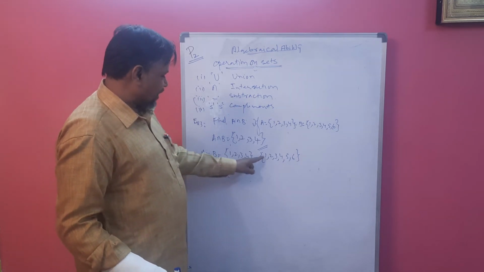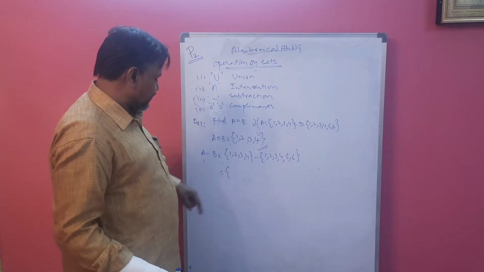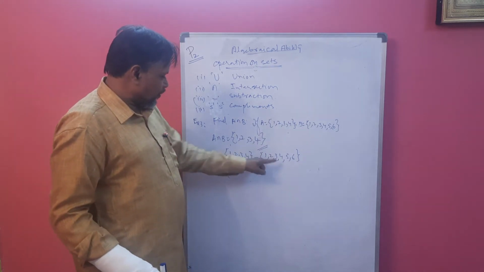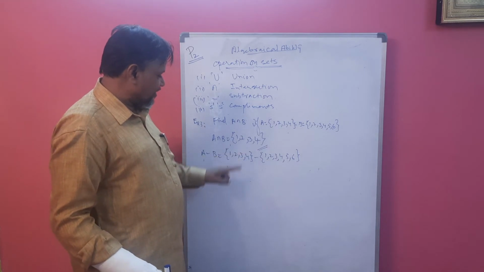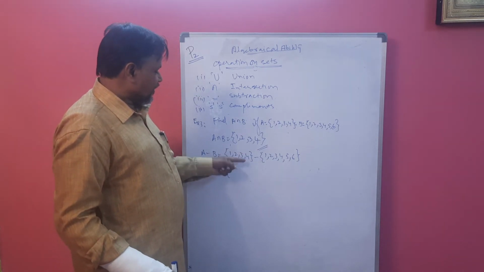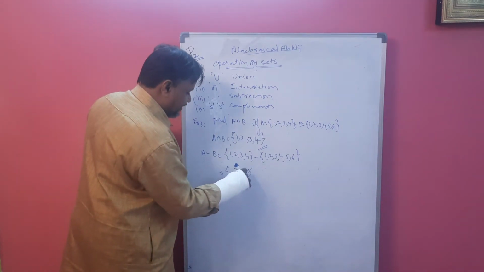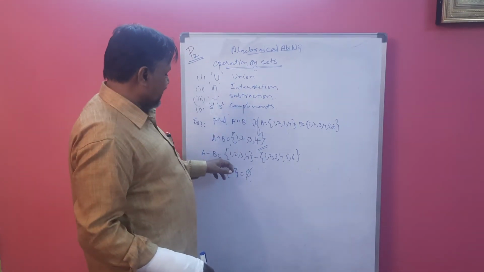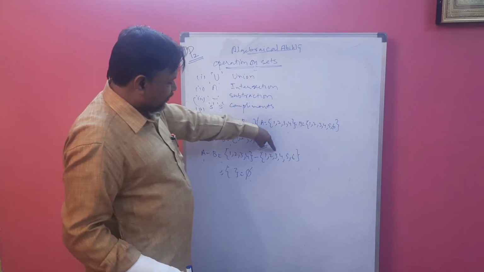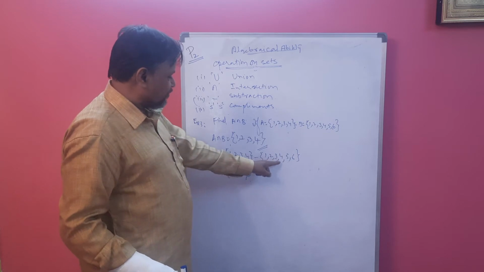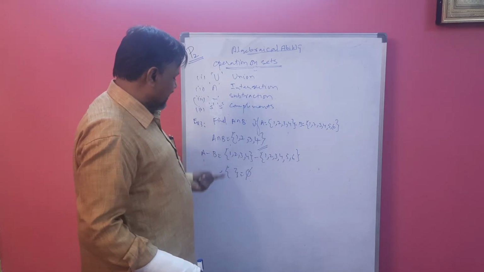1 is there, 1 minus 1 gone. So there is no need to write in this. 2 gone, 3 gone, 4 gone. Any other element is there? Not there in A. So it is an empty set. It is null set. Means 4 elements of A are also in B. So 4 elements minus by this 4. So nothing will be there in A.